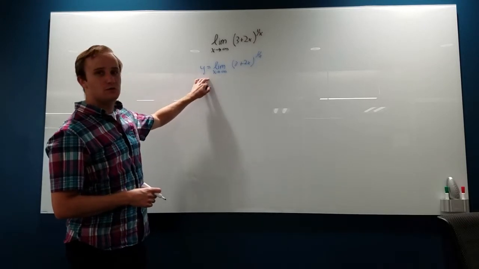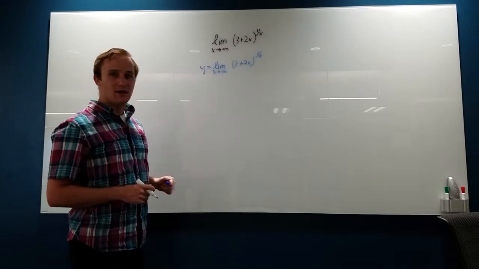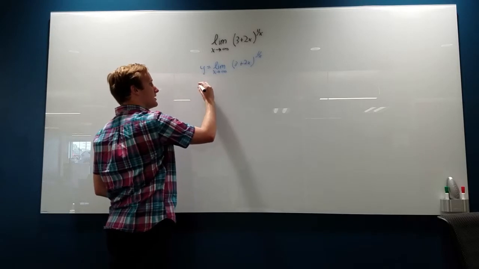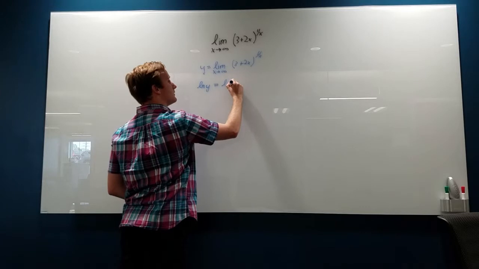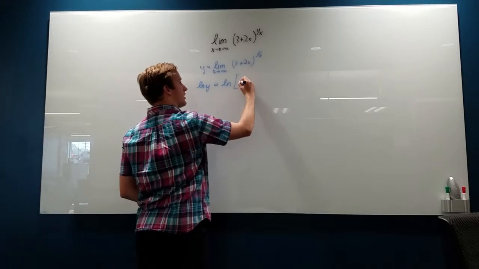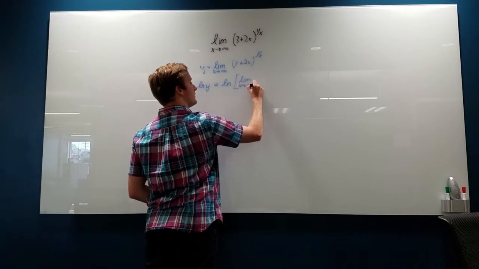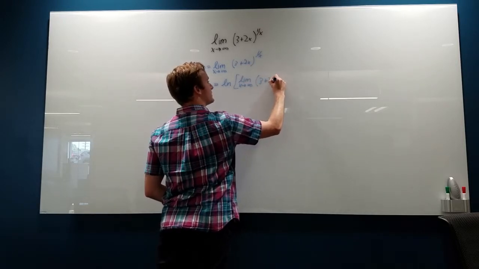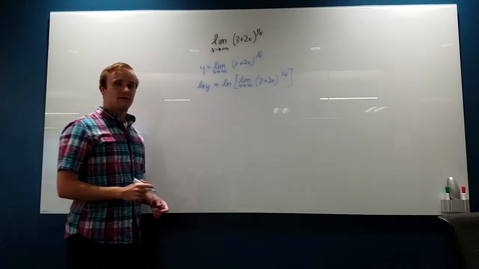The other reason this is useful is that it allows us now to do operations on both sides of the equal sign, which we're going to take advantage of now. Our next step will be to take the natural log of both sides. So we'll get the natural log of y is equal to the natural log of the limit as x approaches infinity of (3 plus 2x) to the power of 1 over x.